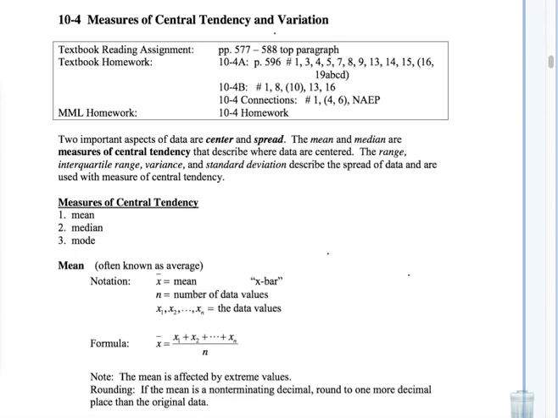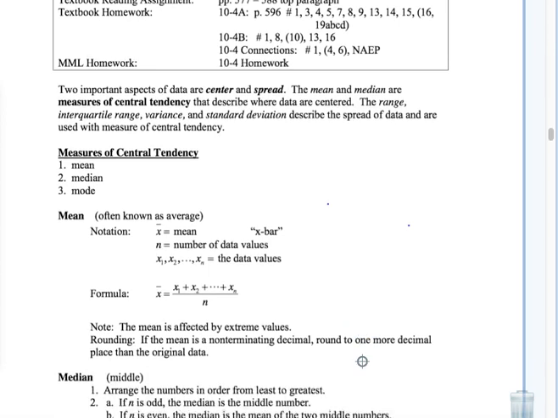We have two important aspects of data that we look at, the center and the spread. The center means describing where is the center of this data, and the spread is how far does it go out on each side from that center. The range and the interquartile range and the standard deviation will talk about that spread, how far they are from the center of the data, and we're going to use mean and median to describe the center of the data. So you've probably already learned these.